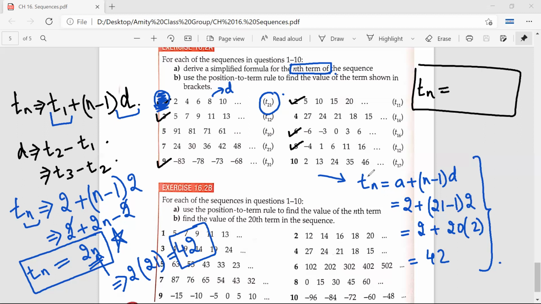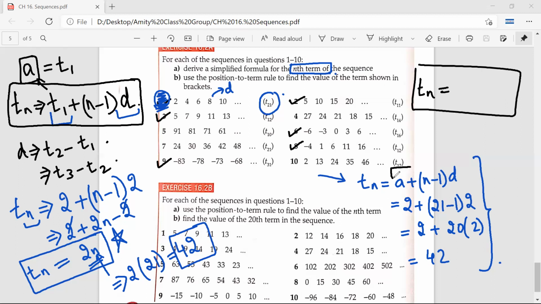I didn't get what you have to replace A with. Over here, you've written A plus n minus 1D, so you replaced it with the first term, right? Yeah. Because I'm in the habit of writing A as the first term, my A is the first term. This is a formula mentioned in your book, but I am in the habit of writing T1 as A, and that is why I write this as A plus n minus 1 into D. Have I clarified your doubt?